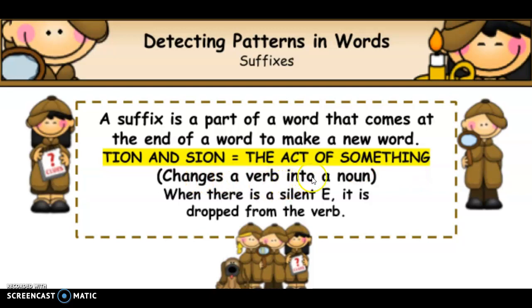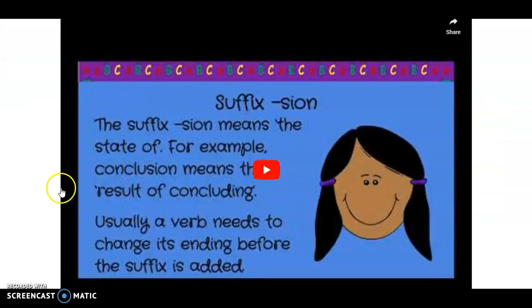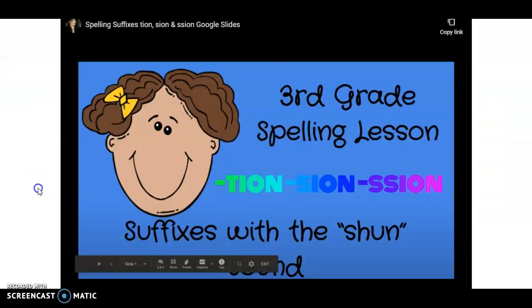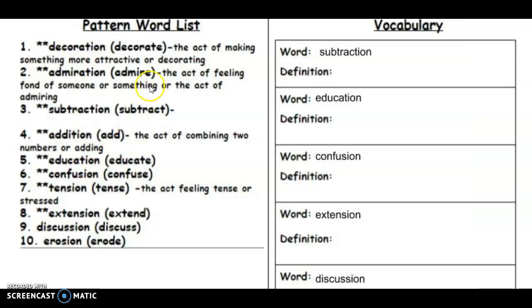It changes a verb into a noun. When there is a silent E, it is dropped from the verb. Again, both of these suffixes say shun. So you are going to watch this video today, and then you will complete this page.